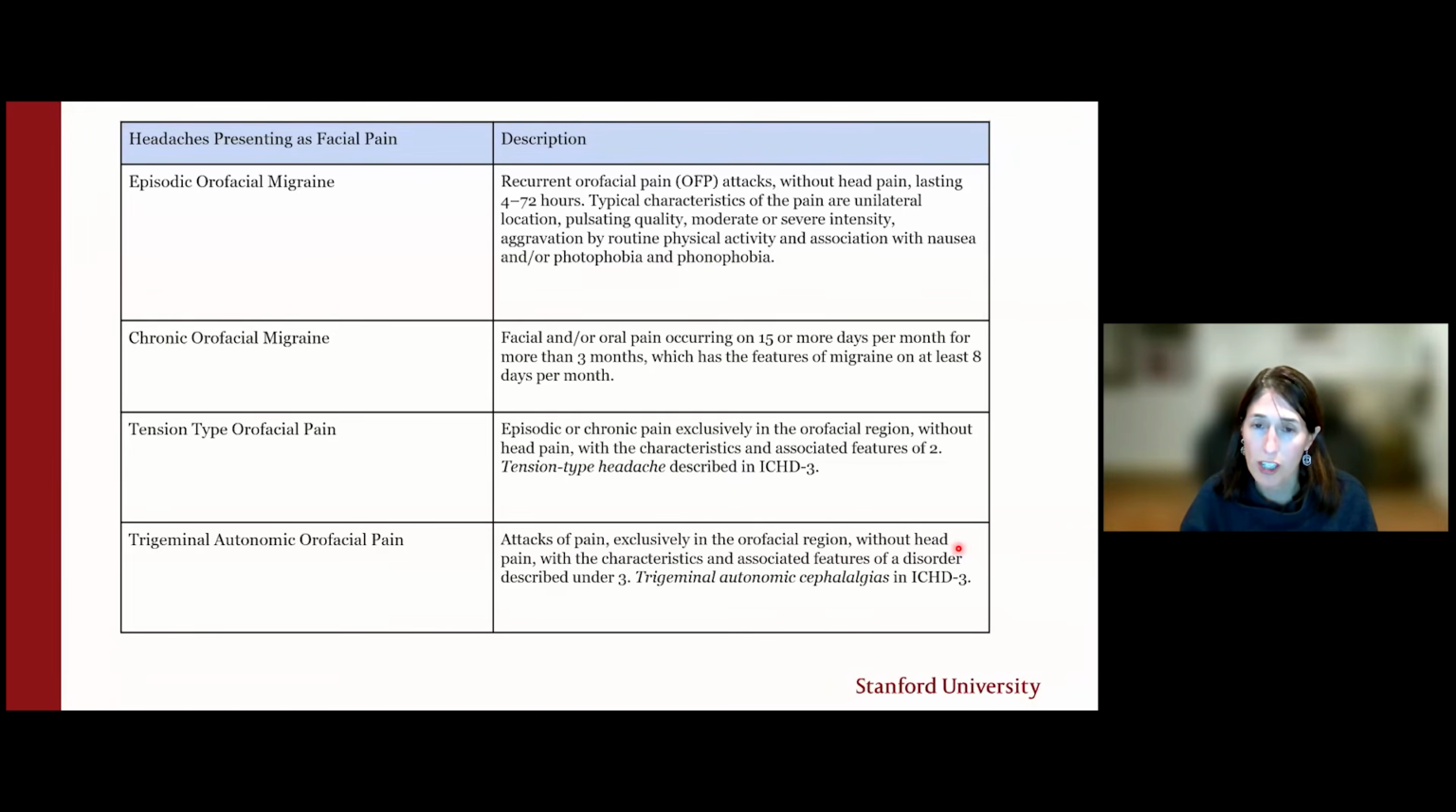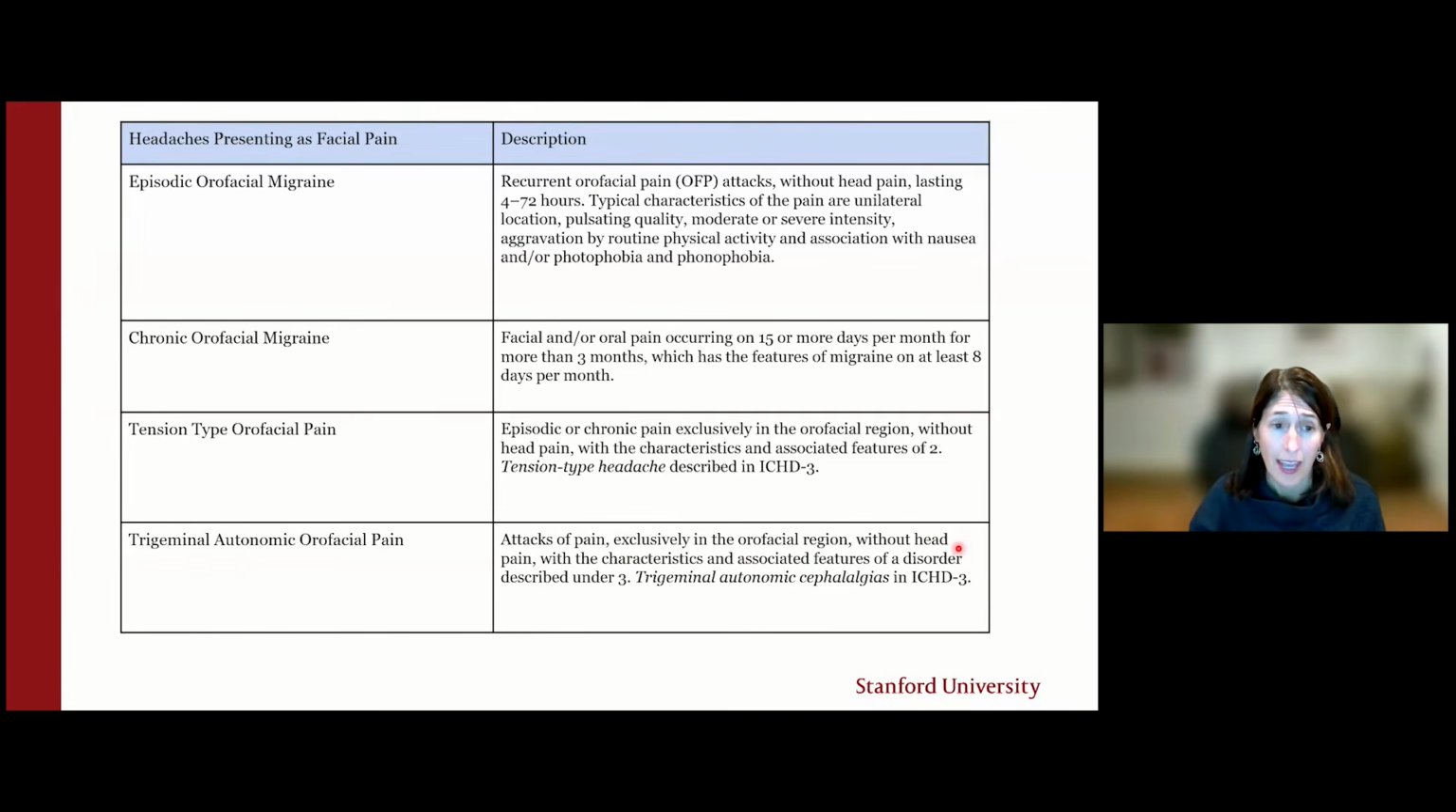So the duration will be the same as migraine, lasting 4 to 72 hours. The characteristics of the pain are similar to migraine in that it's unilateral, pulsating, moderate to severe in intensity, aggravated by physical activity, and with some nausea and light sensitivity and sound sensitivity. And then there's a form of this type of migraine, which is chronic. So a migraine that occurs more than 15 days a month, but again, just in the face or in the mouth also.